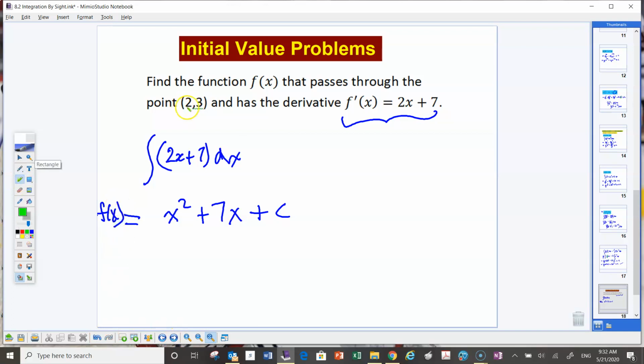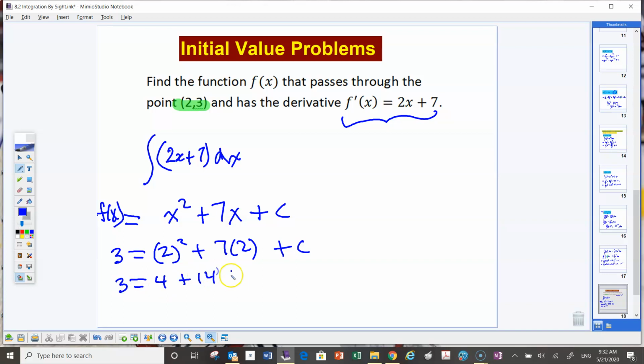Now I have an initial condition that that point is on the function, so it has to satisfy this equation. So that means I can plug 2 in for x and 3 in for y. And then I can evaluate my constant. So this is going to be 4 plus 14 plus a constant. This is 18, and 3 minus 18 is negative 15.